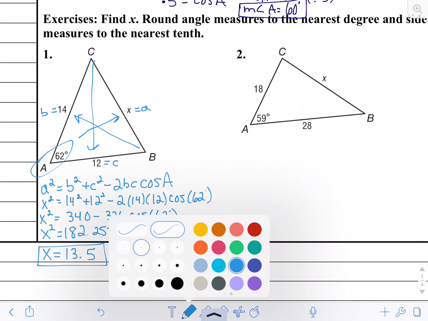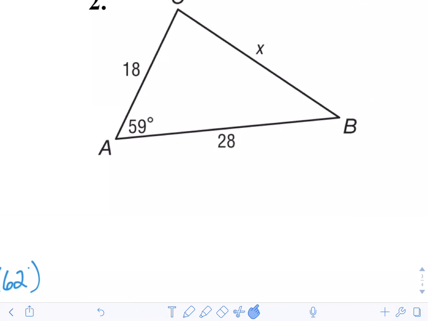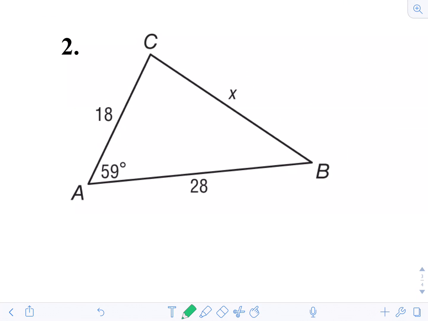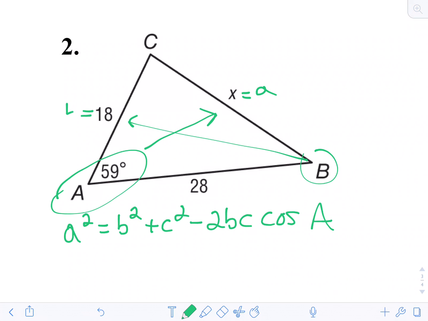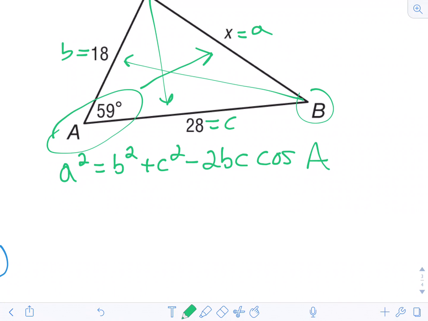Okay, number 2 is the last one that we're going to do. The first thing that I see here is that, again, I have angle A. So I already know my formula. a squared is equal to b squared plus c squared minus 2bc cosine of angle A. And so now I can go ahead and plug in what I know. Well, I have to make sure I have my sides. So this is going to be a. Angle B, so this is going to be b, and angle C, so this is going to be length c.